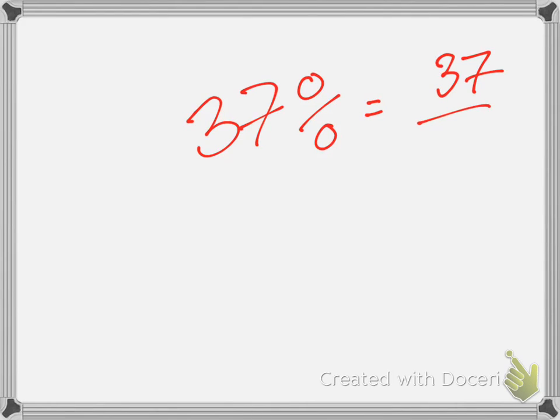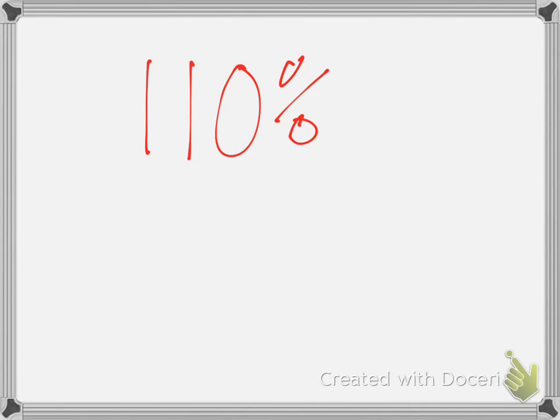Again, once we get to a percentage, for example, 37%, that means 37 over 100. A percent is always something over 100. So what about 110%? Is that going to be over 100 or is that going to be over something else? What do we think? Raise our hands. Trey. It's always going to be over 100. Any percent, no matter what the percent, is always over 100. So that's important to know.